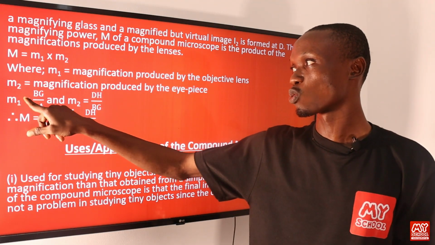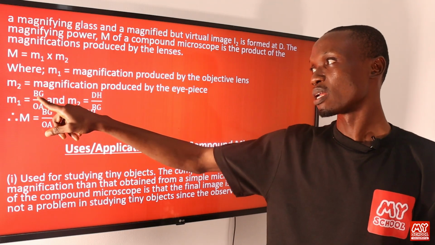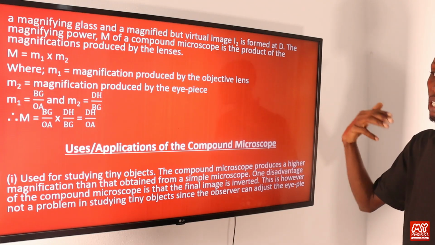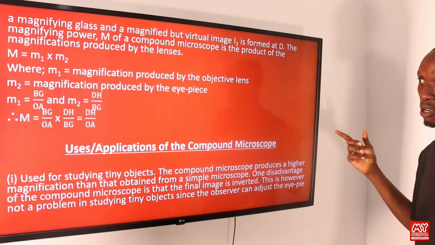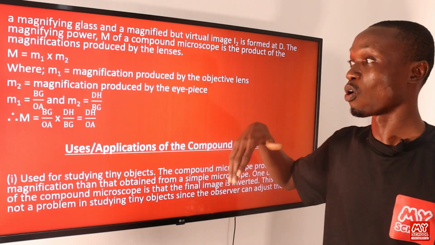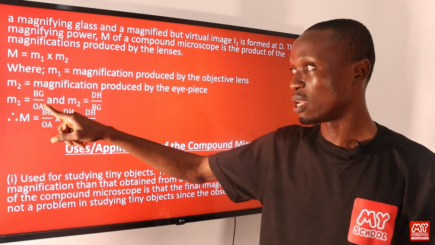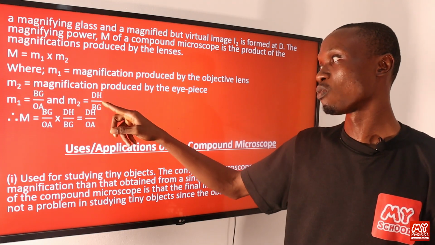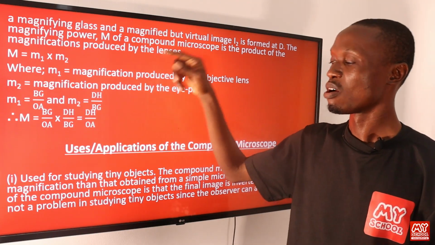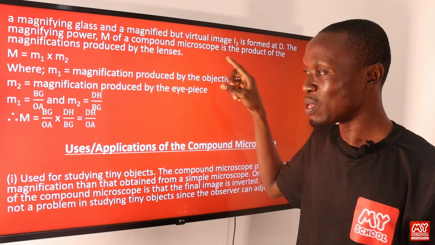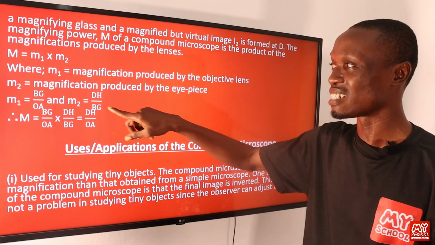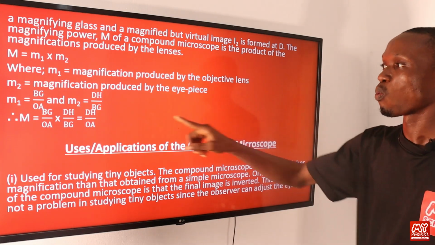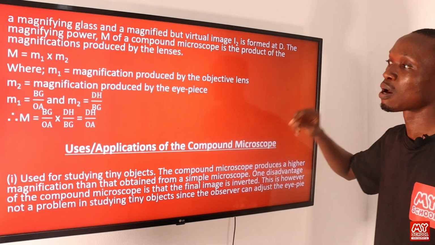From the diagram, M1 is equal to BG all over OA. Now, BG here represents the image height, and OA represents the object height, for M1. Then M2 is equal to DH all over BH, right? Because now for the eyepiece, the image produced by the objective lens serves as the object for the eyepiece. So in this case, it becomes BG for the image height, while DH is the virtual but magnified image that was produced.